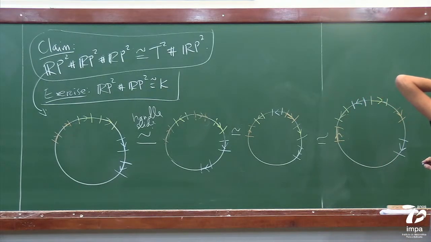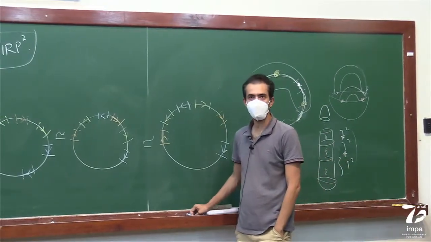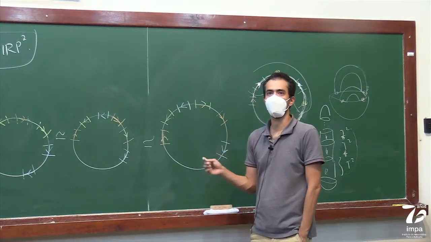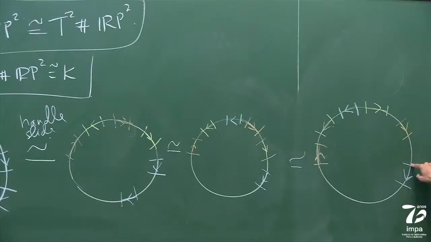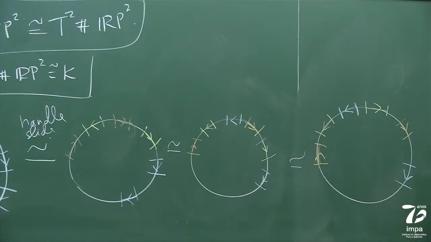And then, yeah, that's right. Maybe I'm doing one handle slide too many. But then now what I do to finish off is I take the blue guy and I do two handle slides over the orange one. So I can basically go from here to here. And no, I think that's not going to solve the problem.